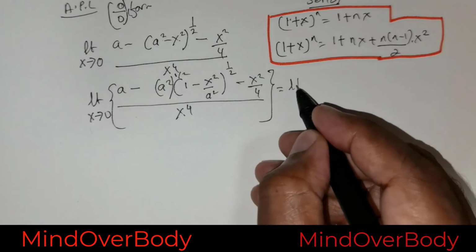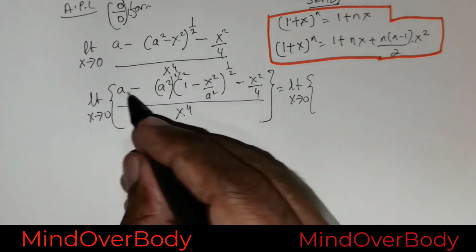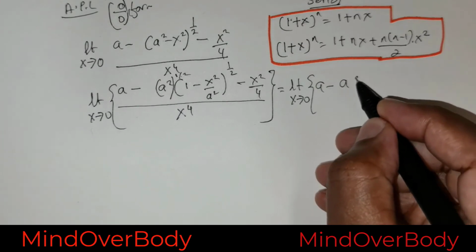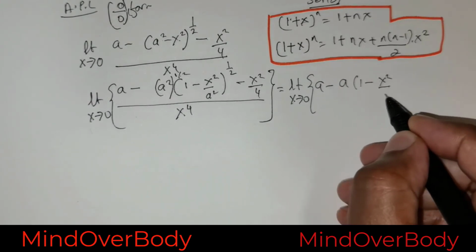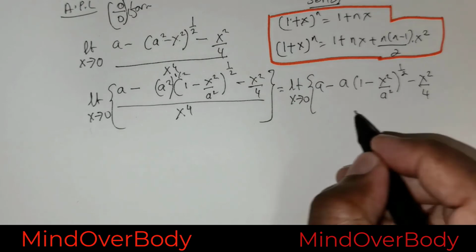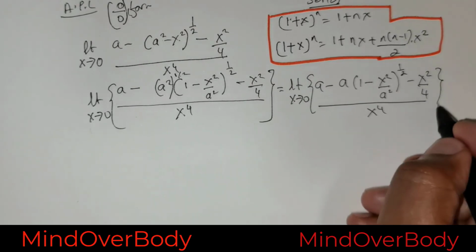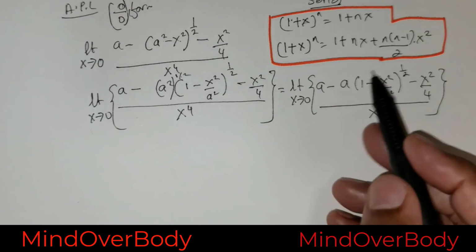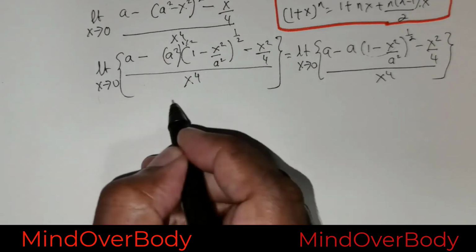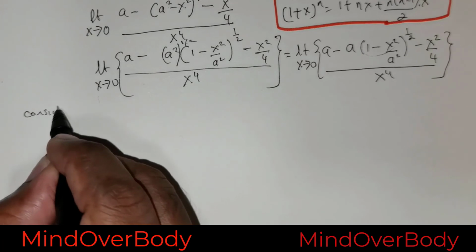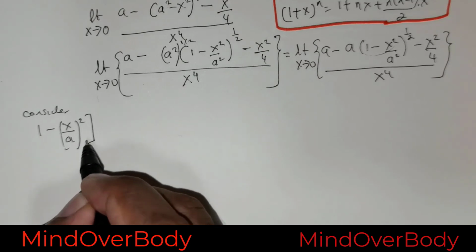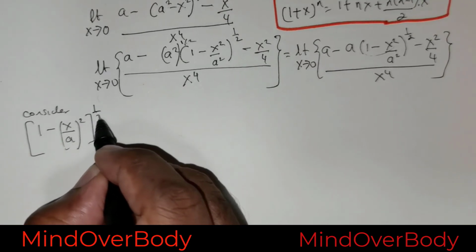Now clearly this can be rewritten as the limit as x tends to 0 of a minus. Now a^2 raised to the power of 1/2 would give me a, followed by (1 - x^2/a^2) raised to the power of 1/2, minus x^2/4. This entire term is divided by x^4. Now having got this, I'm going to apply binomial expansion to this particular term. For that, let me just use this space here. I'm going to consider (1 - x^2/a^2) raised to the power of 1/2.